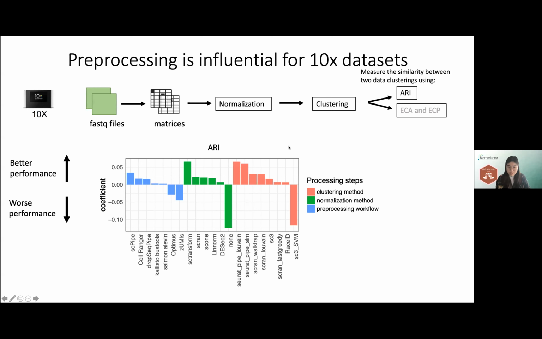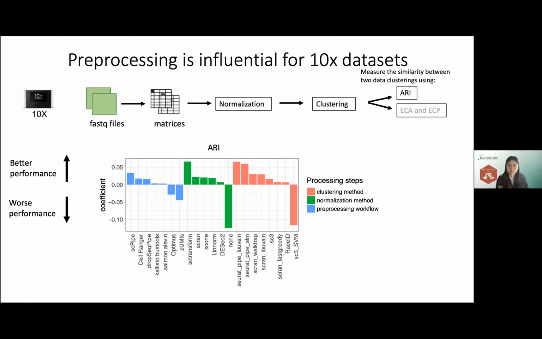So in this way, a higher coefficient value would mean better performance, and lower would mean worse performance. You could find that here, scPipe, CellRanger, and DropletUtils pipe always influence it positively. And also, comparing preprocessing to other steps, we could find that preprocessing is quite influential.